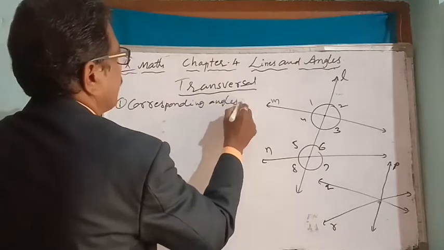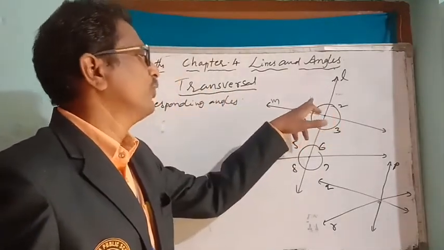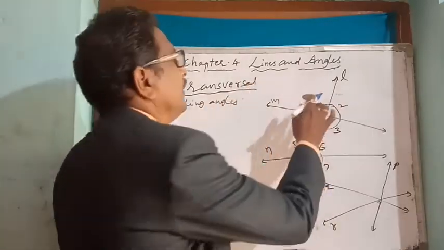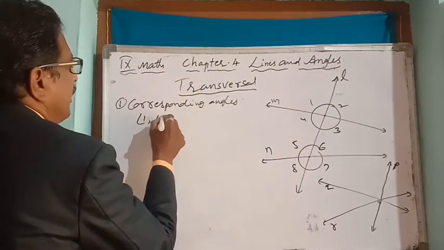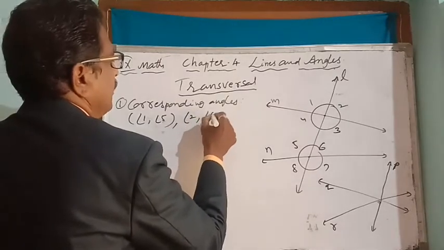Corresponding angles. What are the corresponding angles here? Angles in the same position, on the same side of the transversal. Here, angle 1 and angle 5. Next, angle 2 and angle 6.